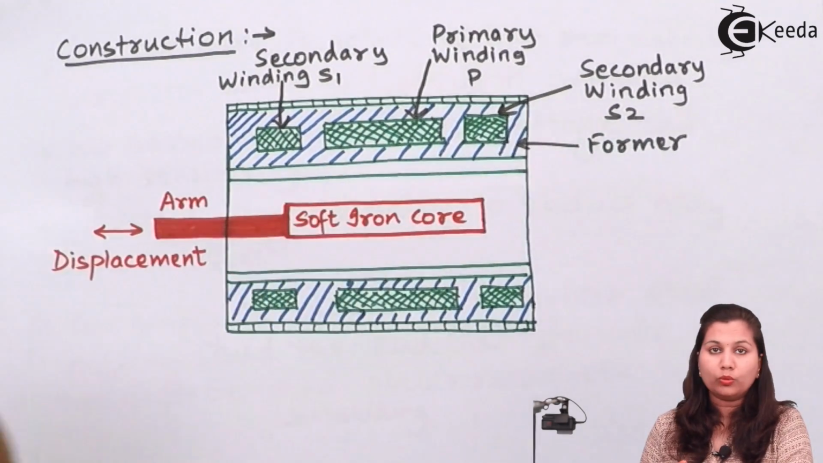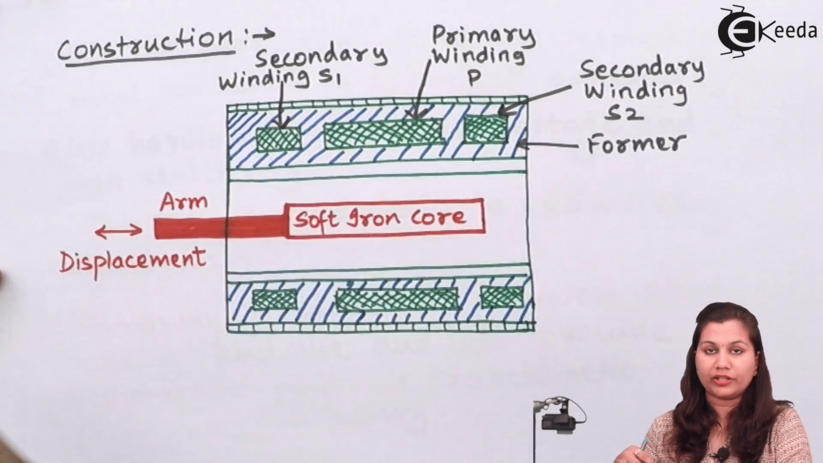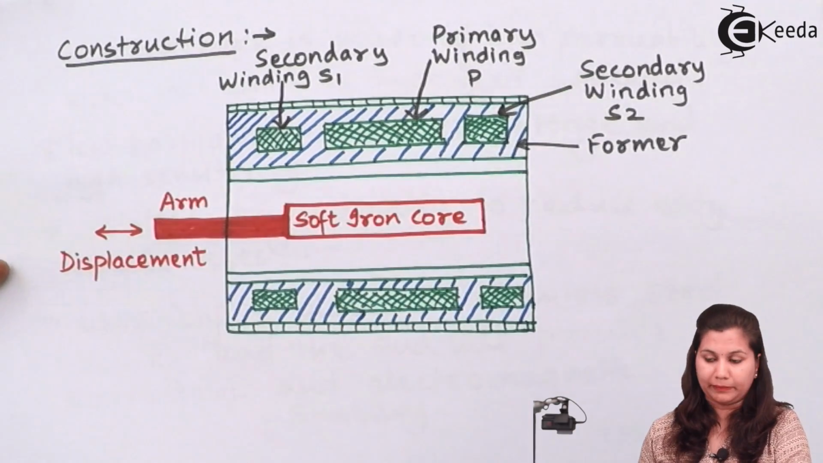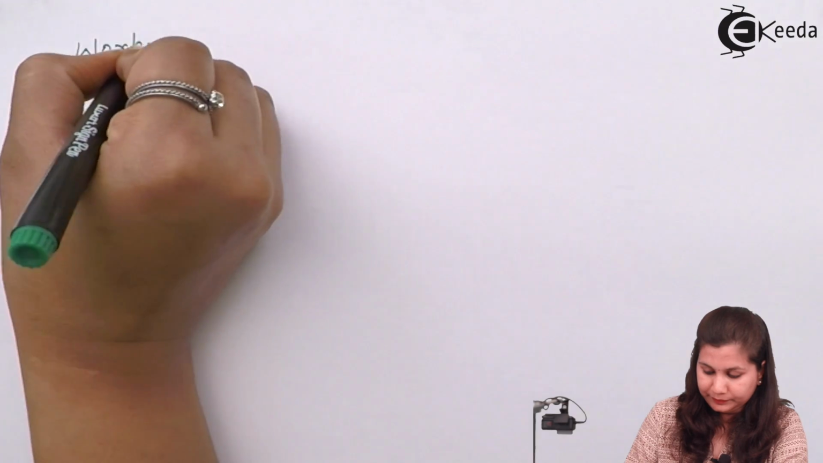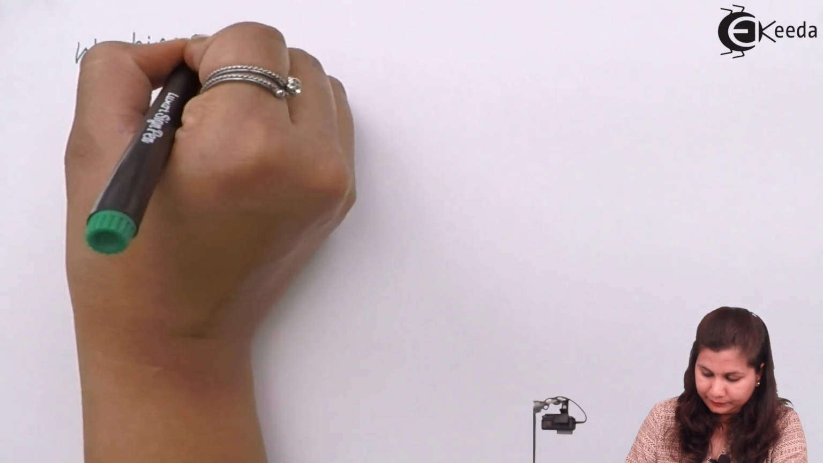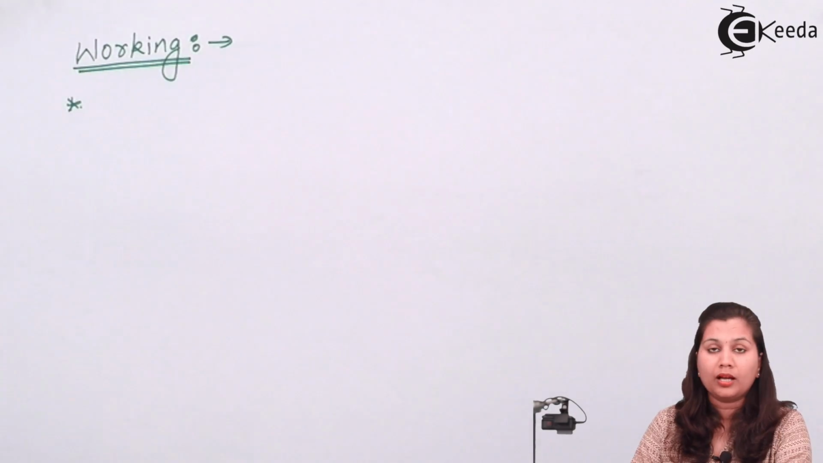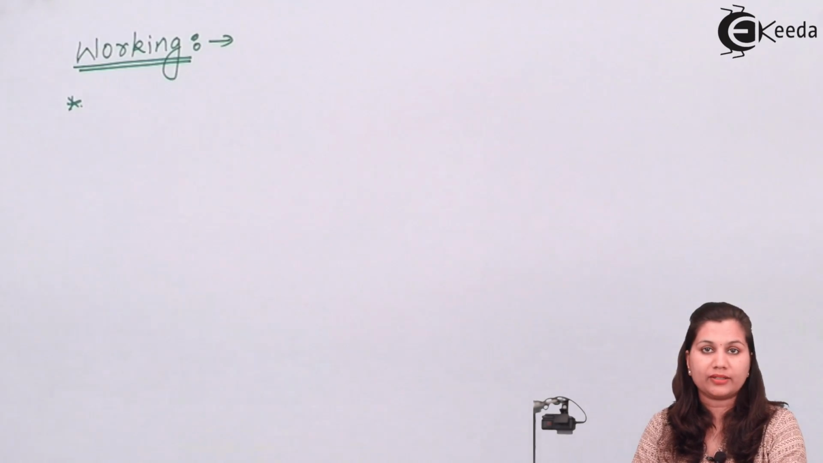Now let us see the working, that is, how this LVDT works and how the output voltage generated across the secondary windings is used to measure the displacement. So now we will study the working. As I have said, the primary winding is excited by an alternating current source, and the frequency of this current source is between 50 Hertz and 20 kilohertz.